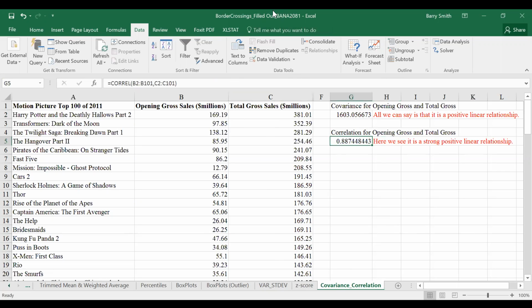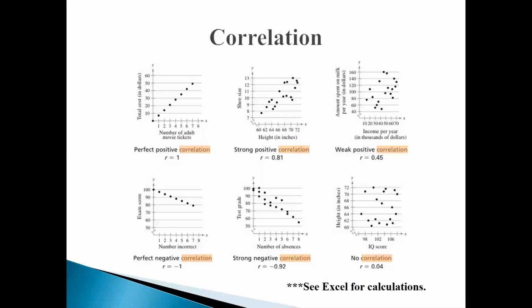Okay. So hopefully all of this will help you this week with calculations in Excel, as well as doing calculations for different things that we're covering in this chapter.